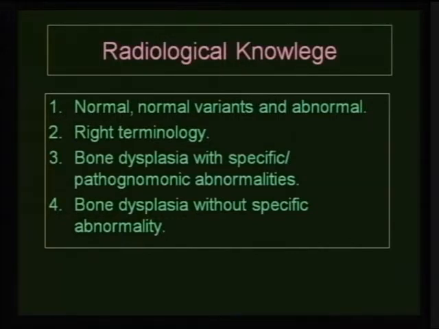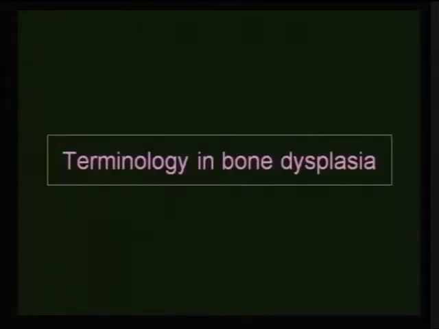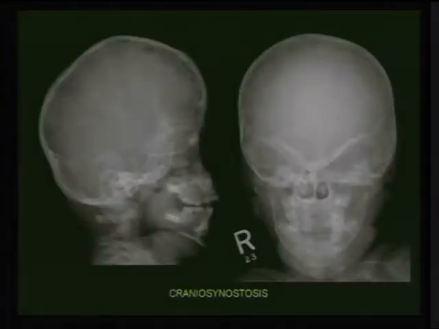There are bone dysplasias with a specific picture, and those are the ones where we can shine. We can really become excellent radiologists by telling them this is typical of this thing. And there are bone dysplasias which are not specific, and we can approach them in a special way. We have to speak the same language. We have to have the same terminology. What do we mean by that?